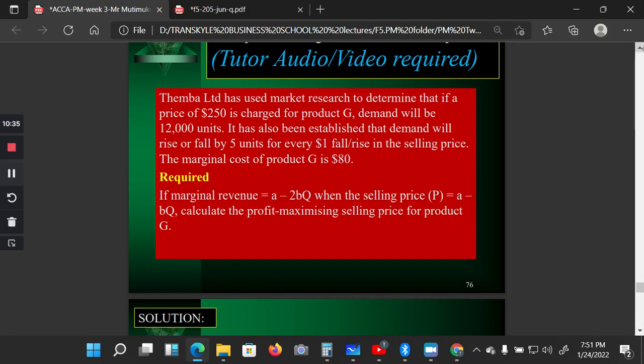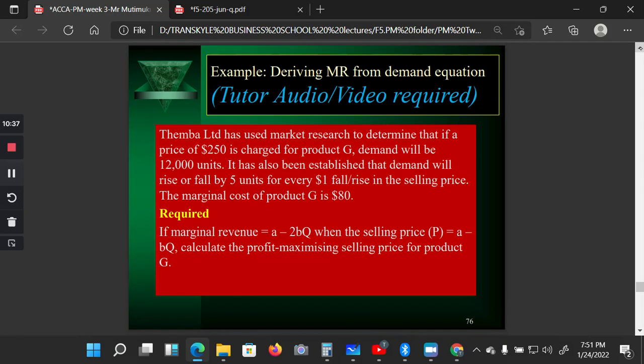Now we need to do example chamber there. If you do that example, I'm sure we will be done. How to derive marginal revenue from demand equation, let's give it a go.